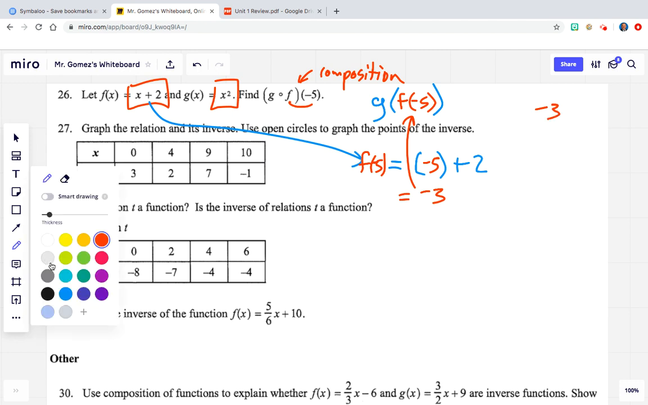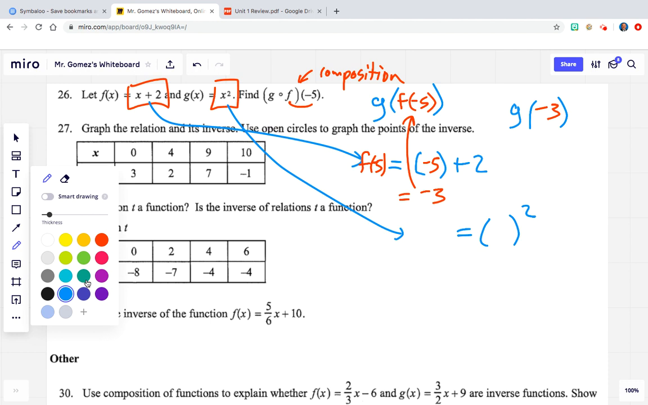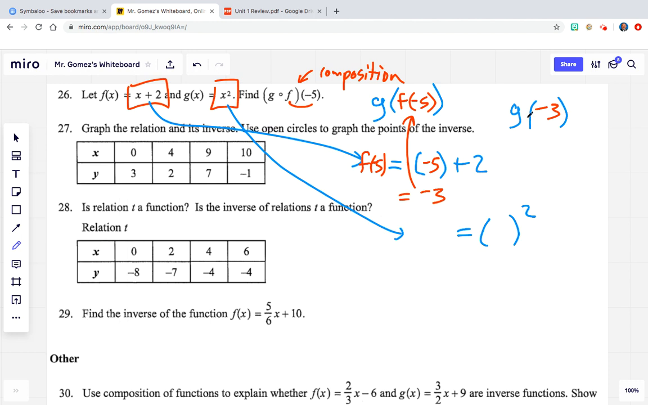And what we're going to do is we're going to now take that answer and we're going to plug it into g of x, okay? So let's come over here and let's build g of x. G of x is x squared. So where x is at, I'm going to leave a parentheses because we're leaving a placeholder. But this is very important because I'm going to put in a -3. So if I put g of -3, it will give me (-3) squared.